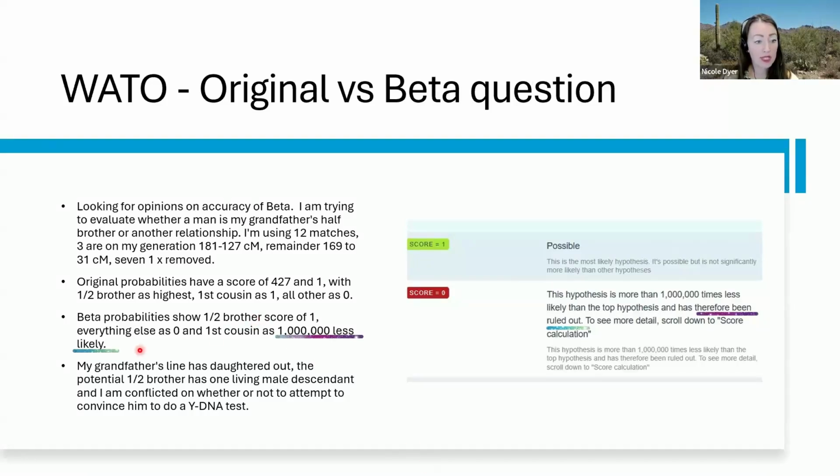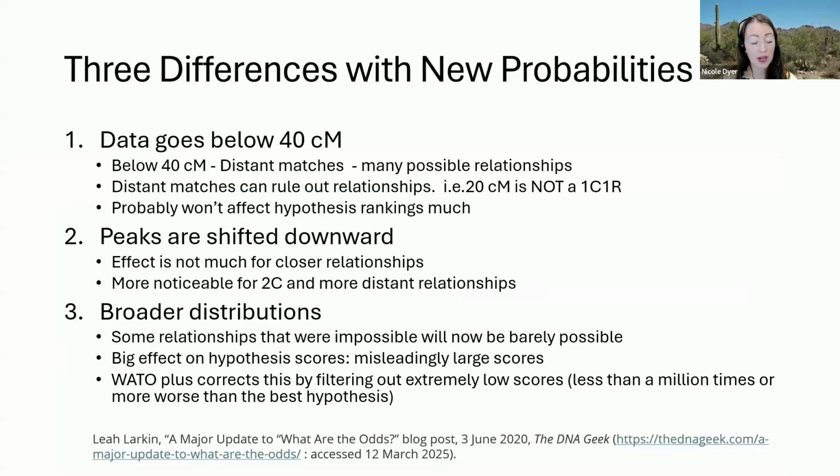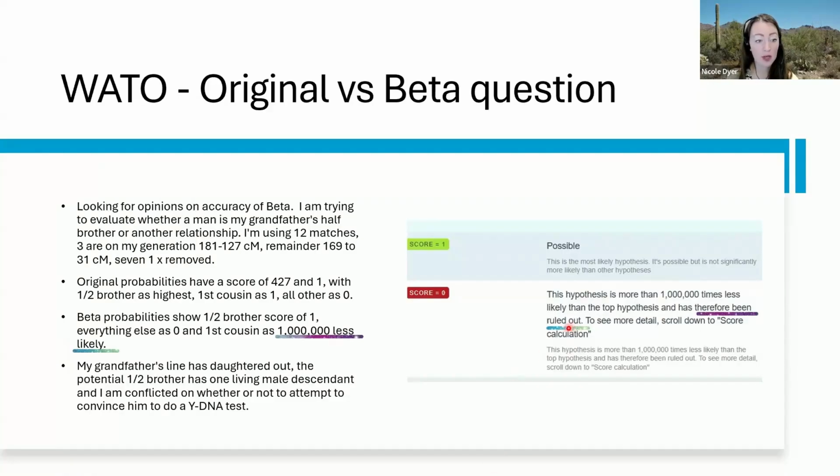One thing that was confusing for this question asker is that the beta probabilities were showing everything else as 1 million times less likely. So they have been ruled out. That goes back to what happened here with the new probabilities having the broader distributions affecting the hypotheses to have some misleadingly large scores. To not have those really, really large misleading scores, it's filtering out those really low, less likely ones. So the less likely one, basically the first cousin, is so much less likely that it's completely been ruled out.